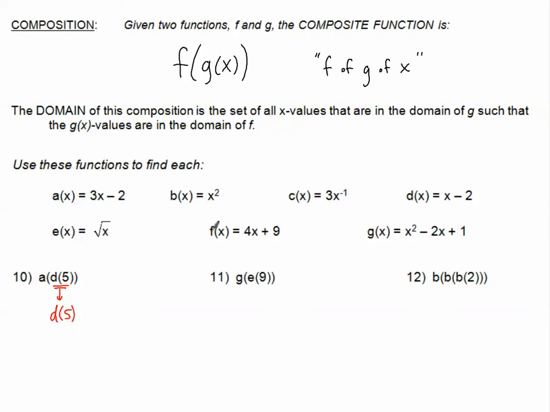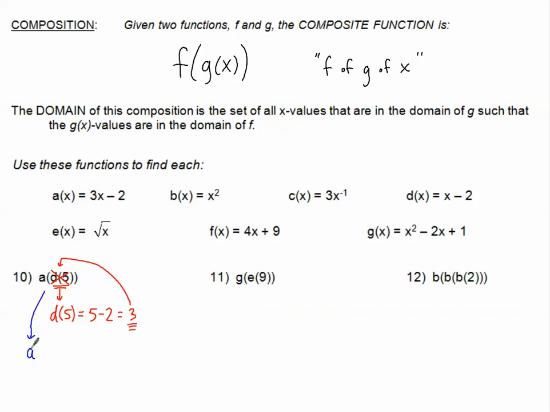Okay, that's not too bad. I'm going to go to the d function, and here it is. Instead of having an x, we're going to replace that x with a 5. So d of 5, instead of x minus 2, it's 5 minus 2. So d of 5, of course, is 3. And now I'm not finished. This is just halfway. Once I know what d of 5 is, I can cancel that out and put that 3 in its place. So I ultimately want to know what a of d of 5 is. Well, if d of 5 is 3, then really I'm looking for a of 3.